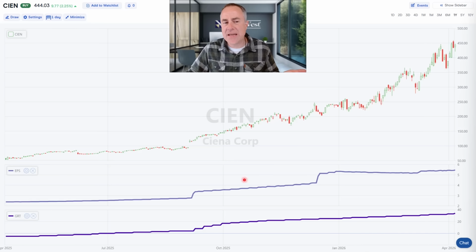Here's a graph of Sienna Corp, and it's a great example of what we're talking about here. Notice the smooth, steady price pattern from lower left to upper right. And if you look down here, we've got earnings per share and earnings growth rate. Both of those are increasing as well. This is a stock with great ingredients. This is what you want to look for in the stocks for your portfolio.